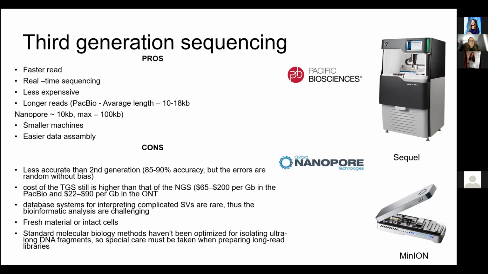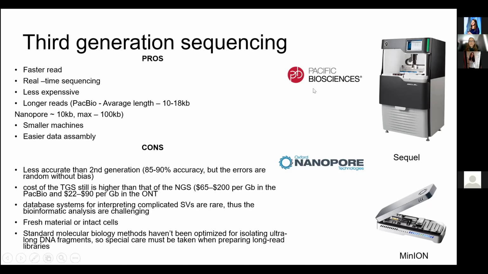And also a pretty big drawback is the accuracy. It's less accurate than second generation, so the error rate is 10 to 15%. The difference is that, again, these errors are more random. They're not related to the PCR bias.